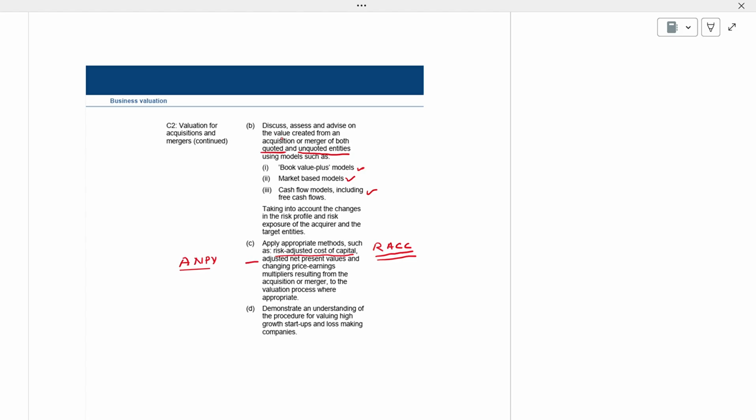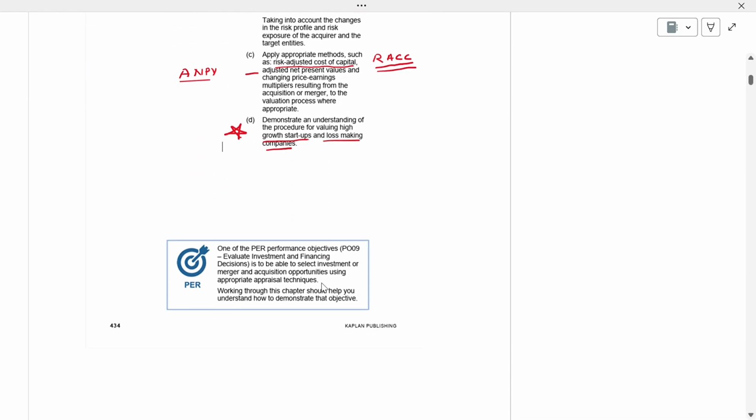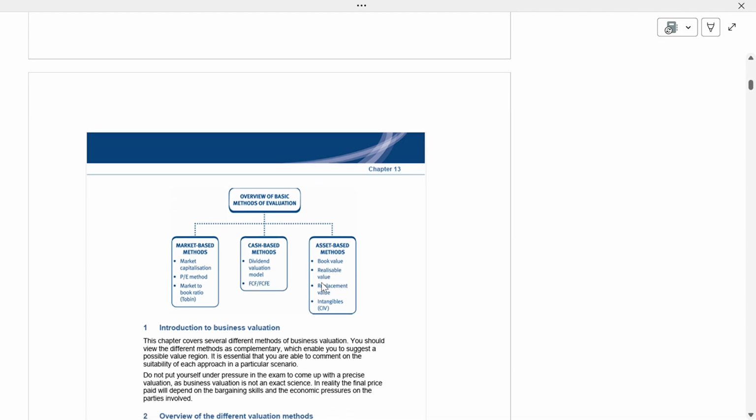Changing price earnings multiples, changing price earnings multipliers. Is it acquisition or mergers? Fine. Understanding the procedure of valuing growth startups and loss-making companies. This they will test. Loss-making companies is the most difficult, most important one.